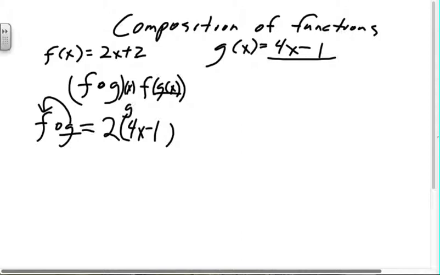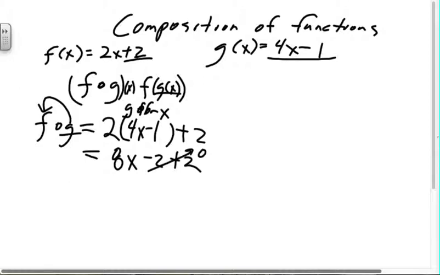This is what I call g for x. We're swapping g and x. Plus 2, which is from my original f. Now you distribute. You end up with 8x minus 2 plus 2. Those go to 0. So that gives me 8x. And that is fog.